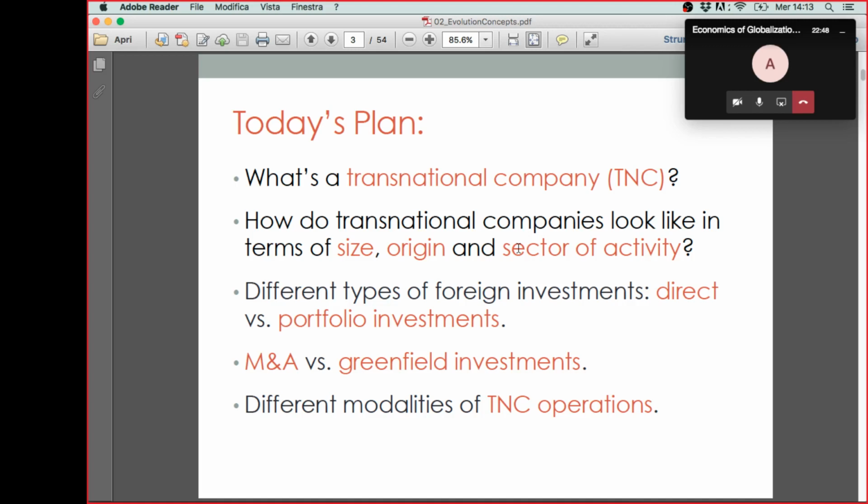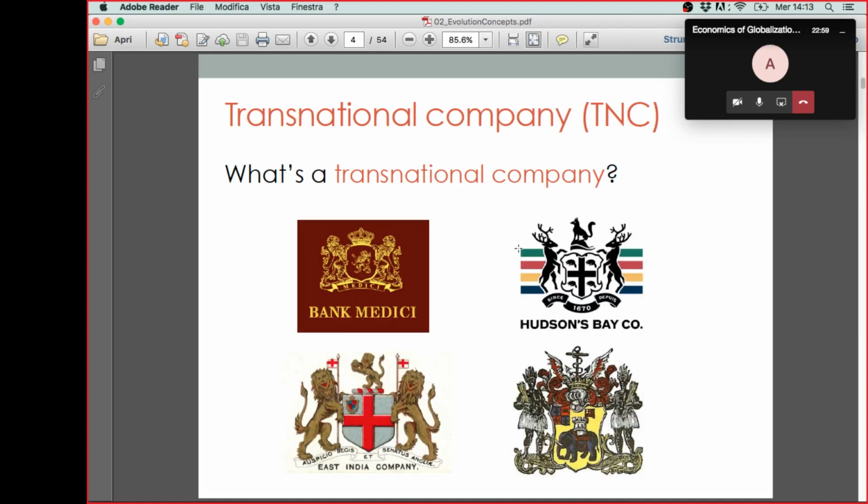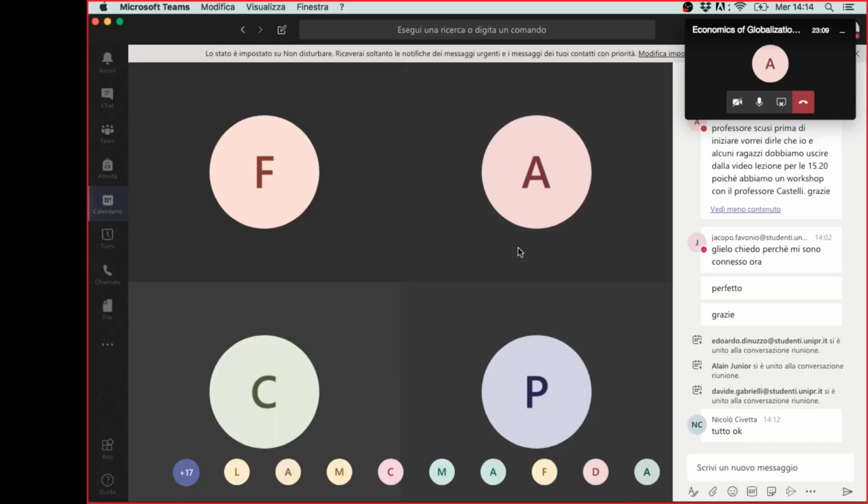So the first point, as I was saying, is to define what a multinational company is. So let's see if we can have some sort of interaction. Do you have an idea of what a multinational company is? If you had to define a multinational company, again, you can use the chat, or if you want, some of you can also switch on the microphone and speak to everybody. What is, according to you, the main characteristic of a multinational company? What is it that differentiates a multinational company from non-multinational companies? Any idea?